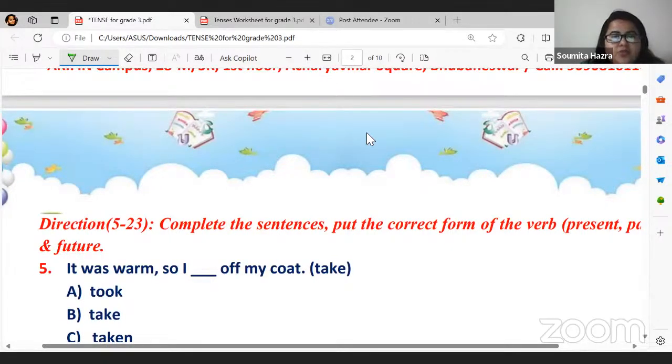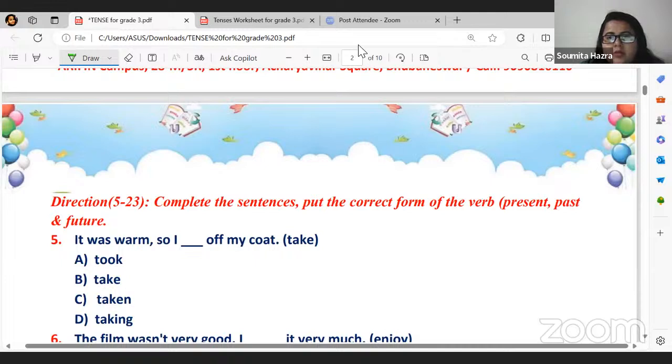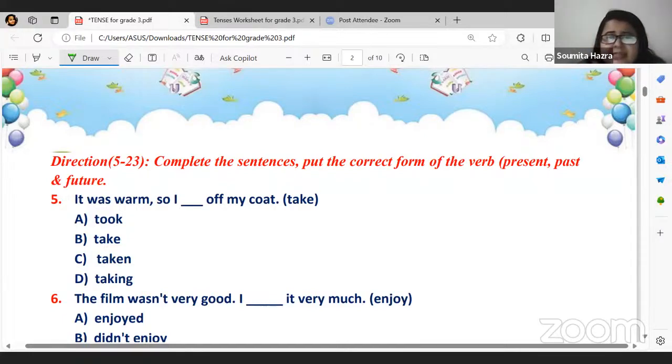It feels like I have zoomed it a lot. Some part of the question is not on the screen, right? Okay, question number 5 to 23 has a common instruction. Complete the sentences. Put the correct form of the verb, present, past, and future. So you need to find out the correct form of the verb that is given in the brackets.